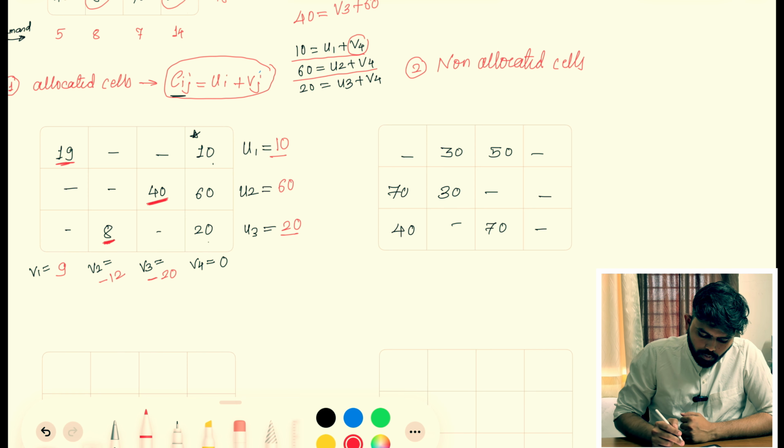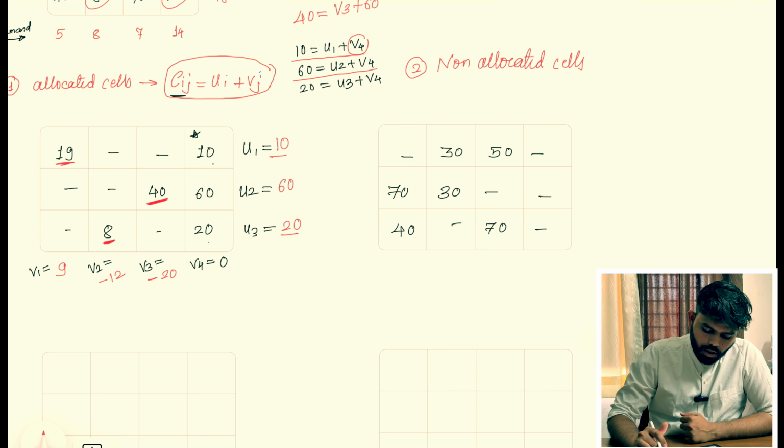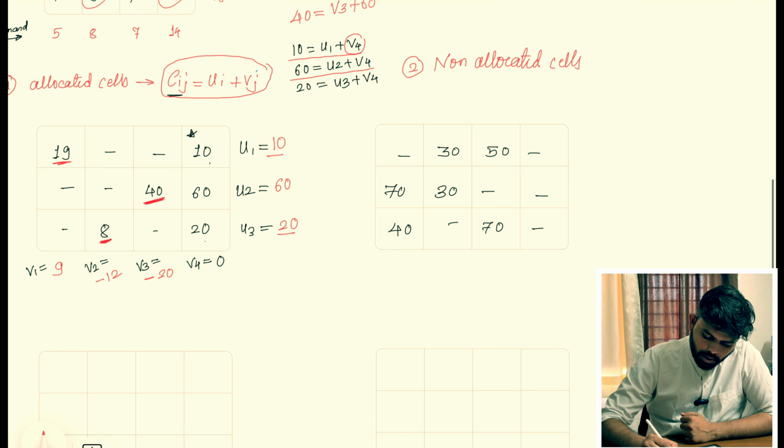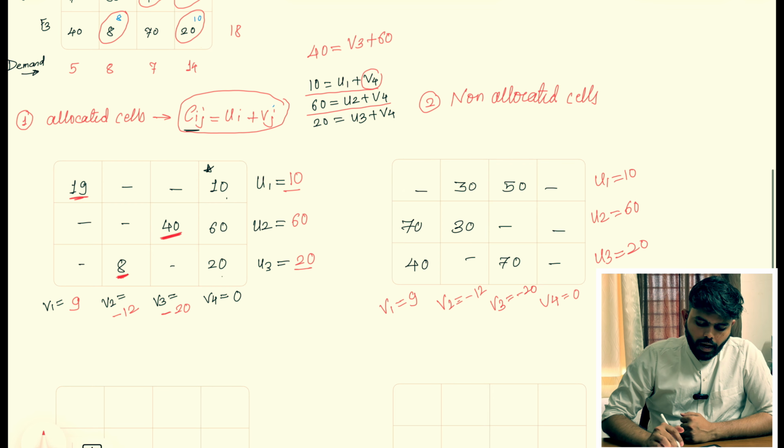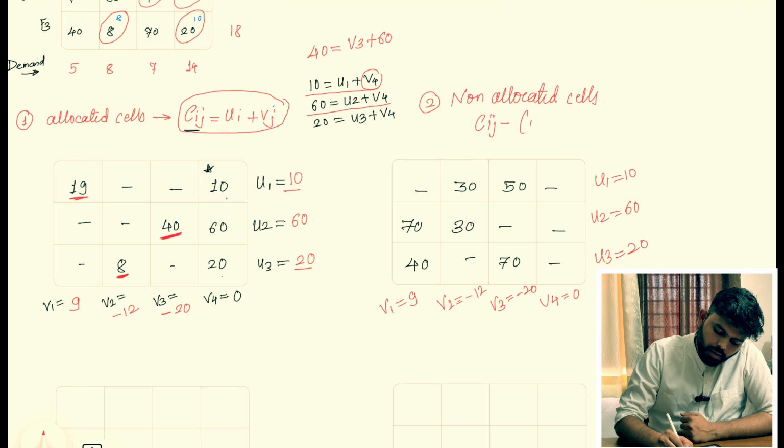Now we will copy down the same values of U1, U2, U3 and V1, V2, V3, V4 from the previous matrix. So now we have U1 equals 10, U2 equals 60, U3 equals 20, V1 equals 9, V2 equals minus 12, V3 equals minus 20 and V4 equals 0. And now for non-allocated cells, we can write down Cij minus (Ui plus Vj) should be greater than or equal to 0.